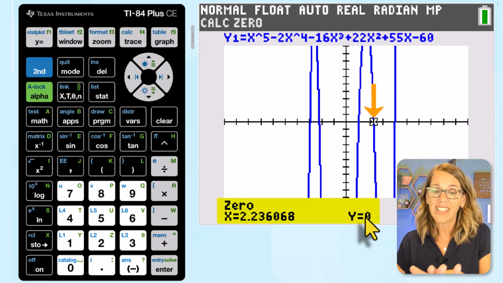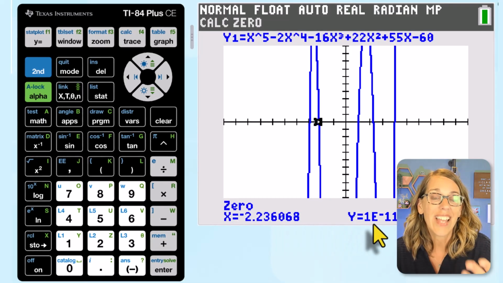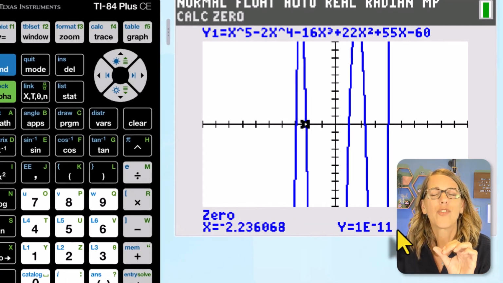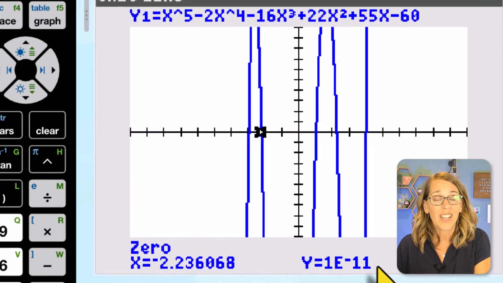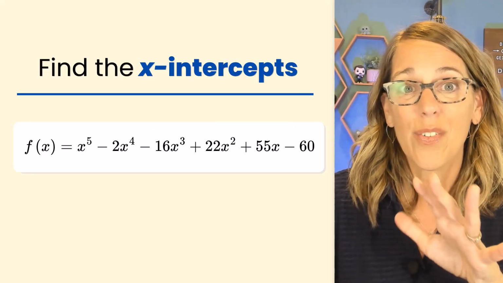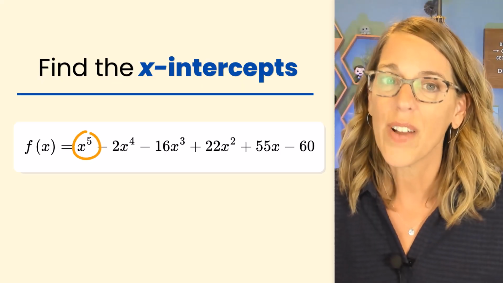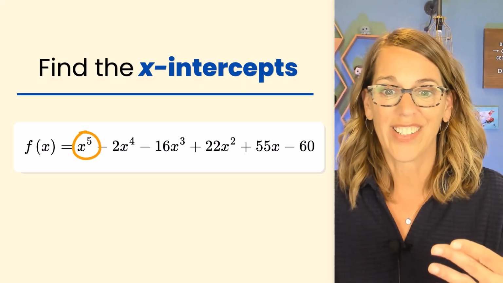Now, it might happen that instead of getting y equals 0 here, you get something like 1e negative 11. That's your calculator trying really hard to give you 0. It's actually using an approximation method here. Okay, but do we have all of our zeros? For this degree 5 function, we were expecting at most 5 real zeros or x-intercepts.